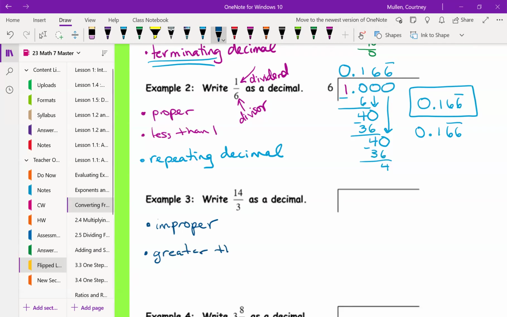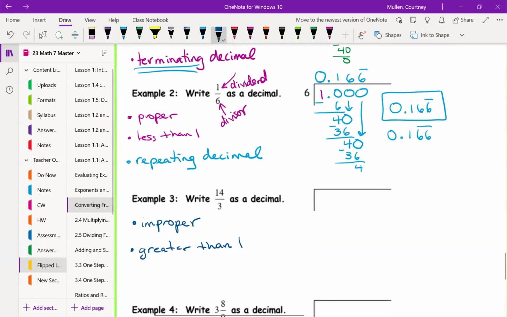Now, if you can predict that it's improper and greater than 1, we should be able to set this up correctly. Because if I put the 14 here and the 3 here, how many times does 14 go into 3? It would go in 0 times, right? But you said it was improper so that it has to be greater than 1, which means we have our divisor and our dividend in the wrong places. So let's work that around.